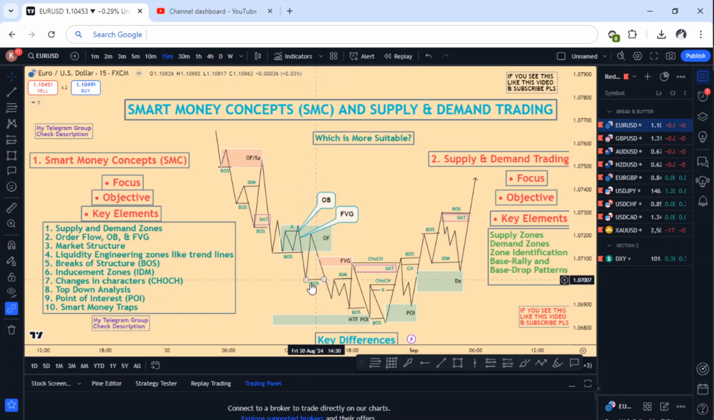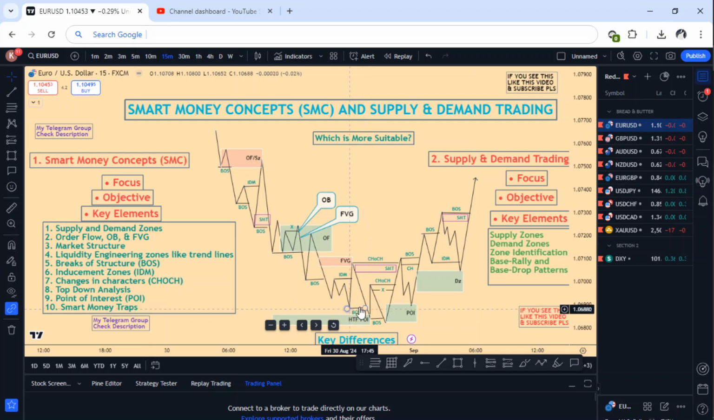Now we have again a break of structure. Market engineers another liquidity here. So some people will be trying to short from here, and then the market takes them out, taps onto something like a fair value gap or point of interest, then it drops. Now if this is the base, this is the rally, it should mitigate and then continue upward, but overall the market is bearish, so most likely it may not work. Sometimes it may work. That is for the supply and demand.